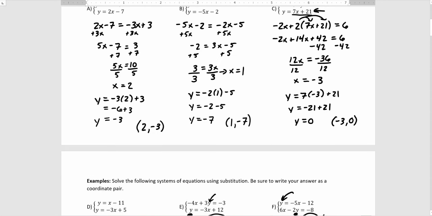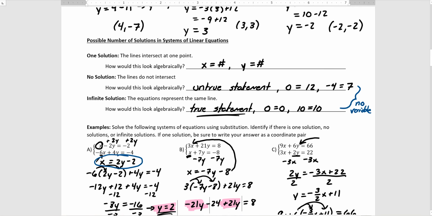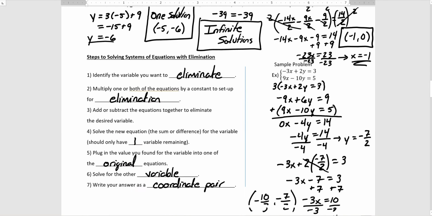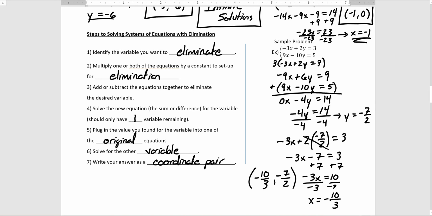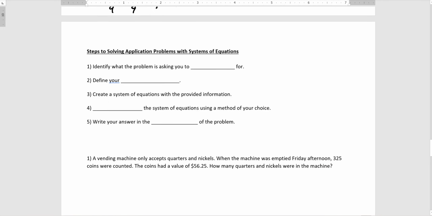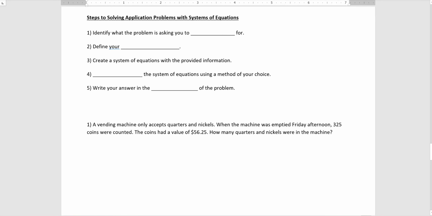If you remember in part 1, we talked about substitution, we talked about solving systems with one solution, no solution, and infinite solutions. And then we did some examples with that. We talked about elimination in part 2, did examples with that. And now in part 3, we're going to solve application problems using systems of equations.